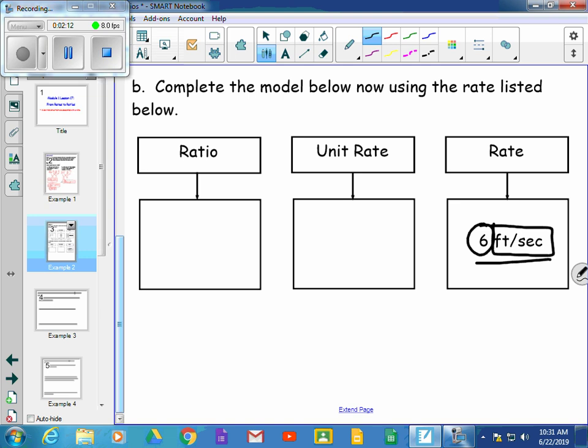Well, that makes it easy for this middle one here. The unit rate is what we had circled, 6. What ratio would be associated with that? If we're going 6 feet for every 1 second, that means the ratio is 6 to 1. We would think of that as 6 feet for every 1 second.